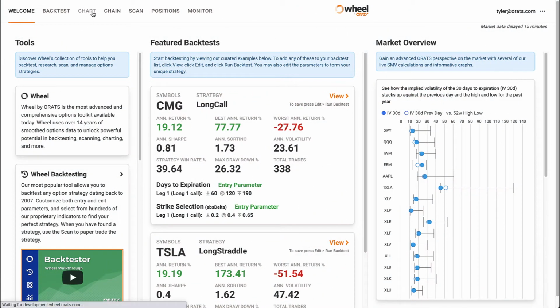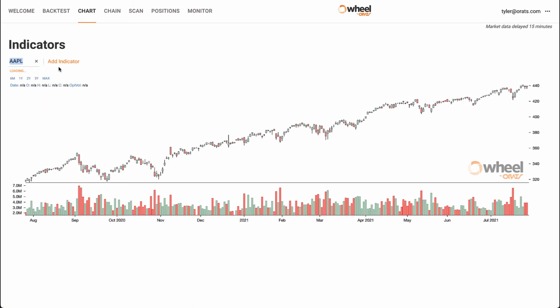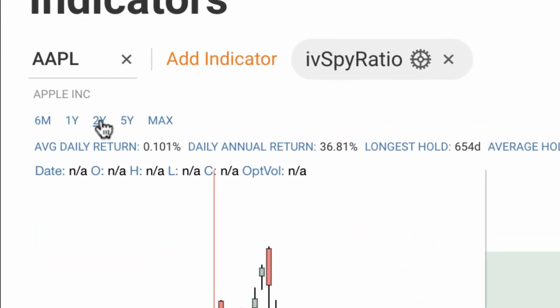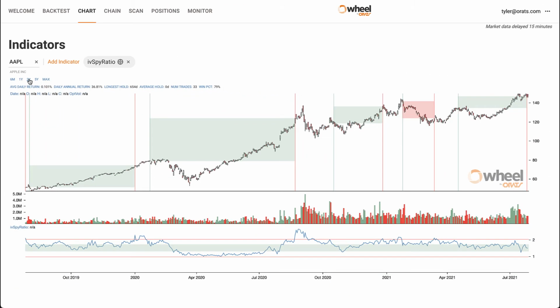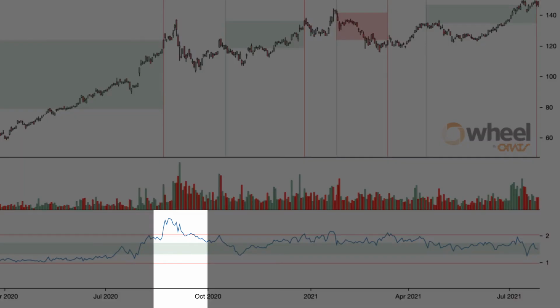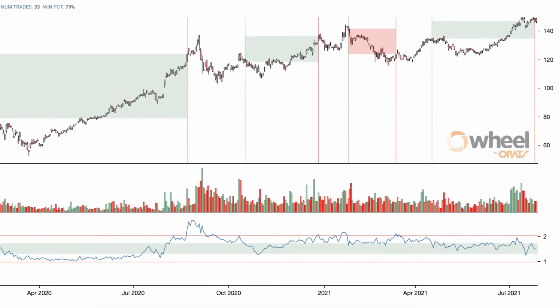Let's head to the Chart tab and pull up Apple stock and add the ivSpyRatio indicator. We'll look at the last 2 years as an example. Around late August in 2020, we saw this indicator jump up higher than around 2, which means that Apple's implied volatility was nearly double that of SPY.